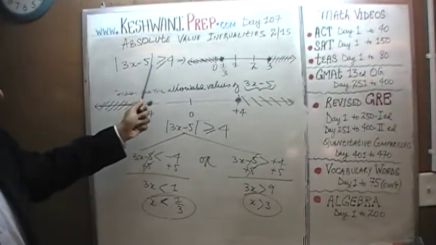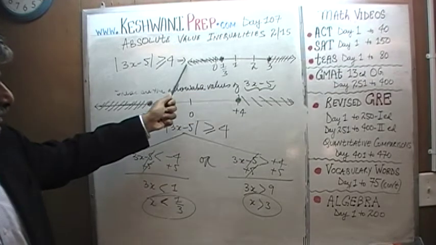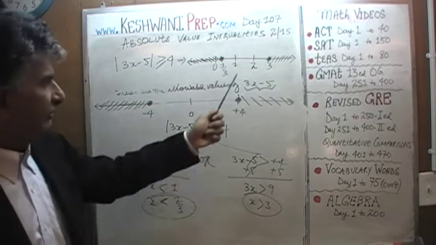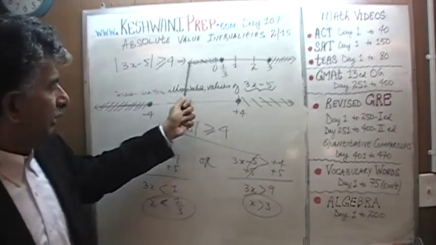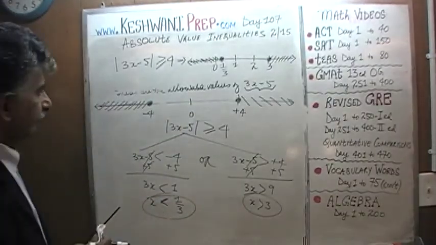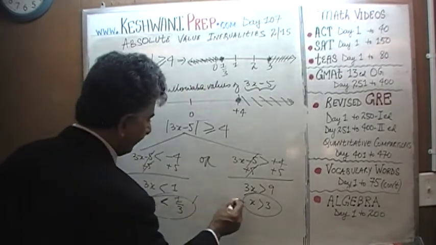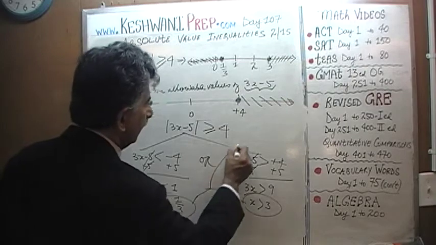The solution to this inequality is right here. x has to be less than 1/3 or more than positive 3. x has to be more than positive 3 or less than 1/3. This part that you see there on the top comes from this one and this one together.